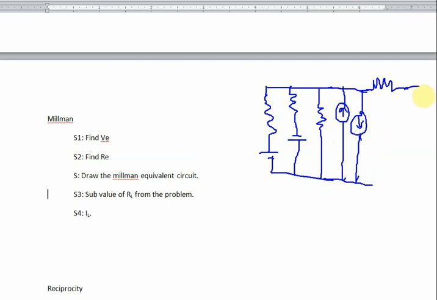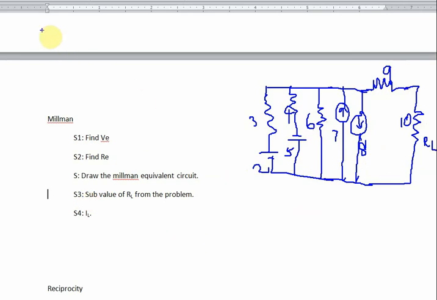Okay, fine, and followed by the load resistance. Give the values for that one: 2, 3, 4, 5, 6, 7, 8, 9, 10. So these are the values. Solve the problem using the Millman method.